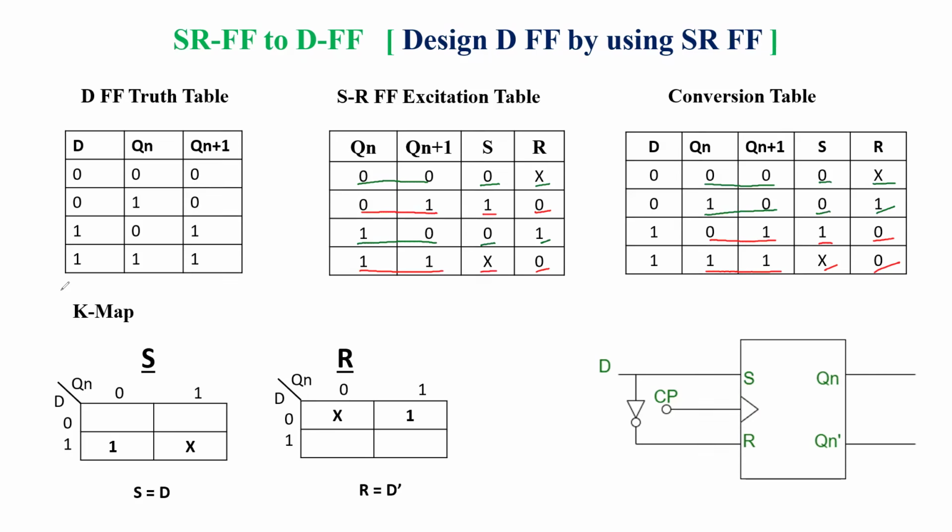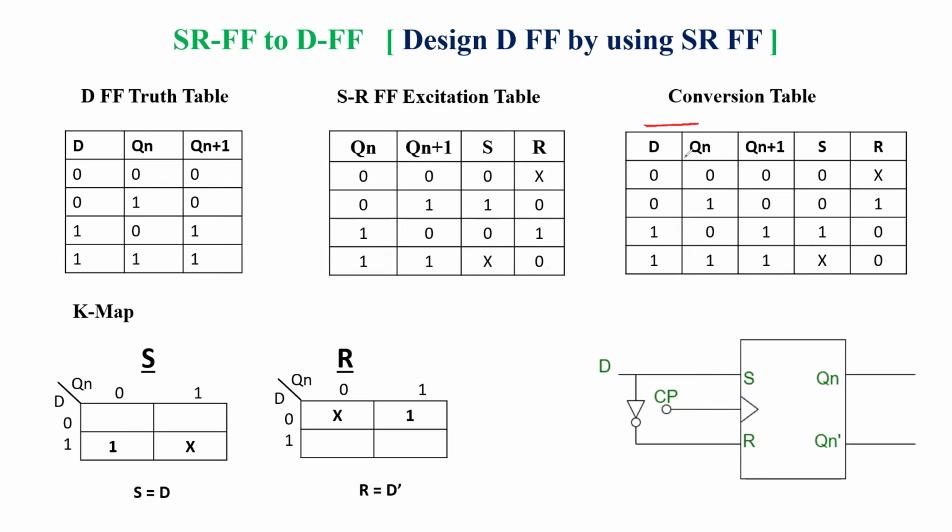Once the conversion table is completed, we'll go for the K-map so that we can write S in terms of D and R also in terms of D, or if required, Qn will also be included. So now when we are going to make the K-map here, this D and Qn is going to become the input for the K-map.